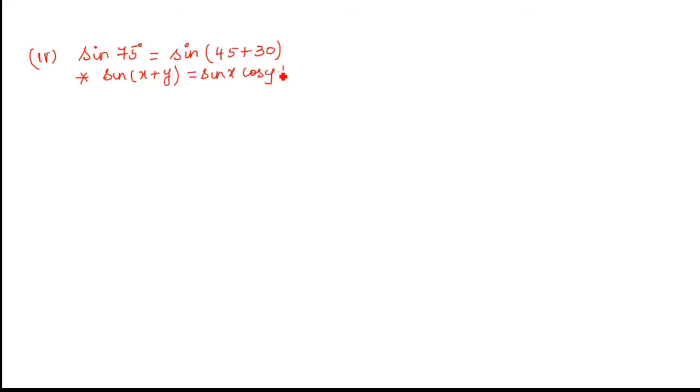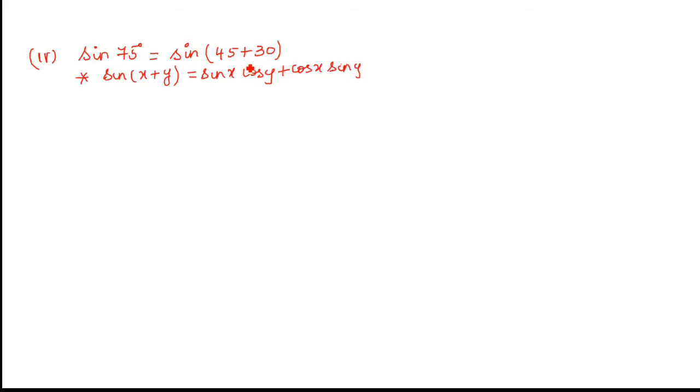Fourth one, let us find the value of sine 75 degree. So sine 75, first step we need to understand, write 75 as 45 plus 30. So which formula? Sine x plus y. Don't think you know the formula and skip it. Be on the safer side. Wherever you are using any formula, put a star and write that formula. Sin x plus y is sin x cos y plus cos x sin y.